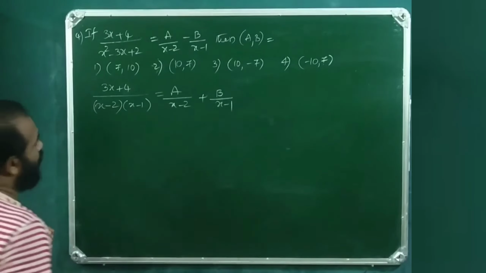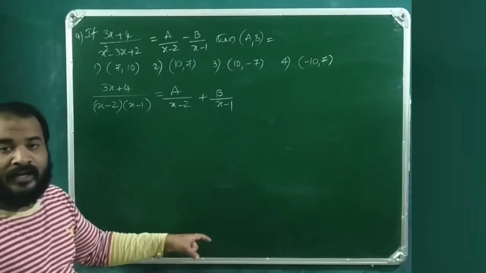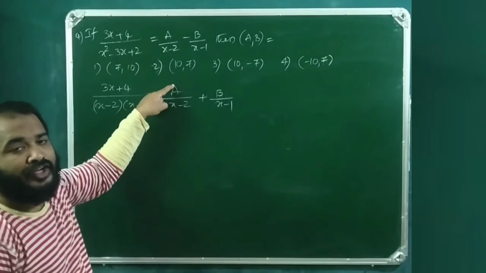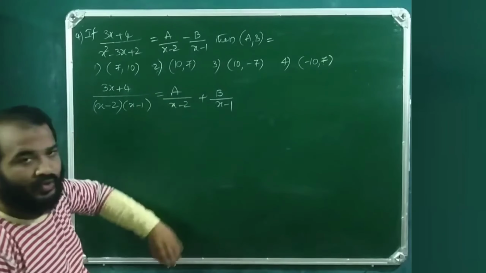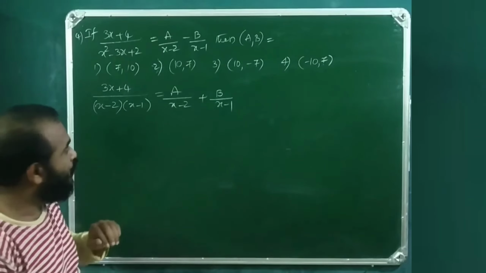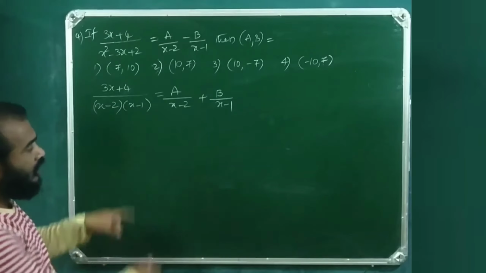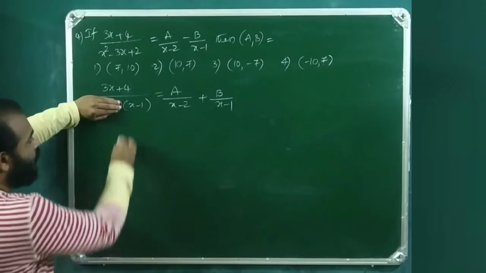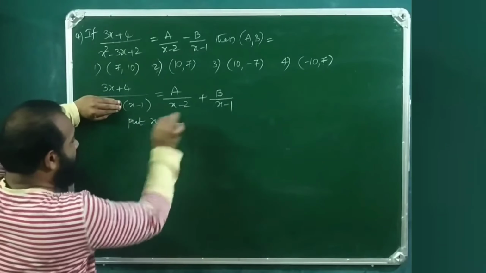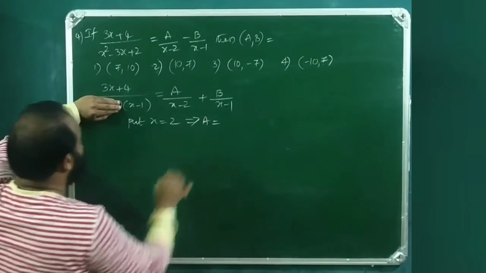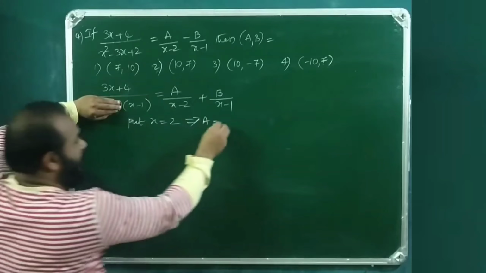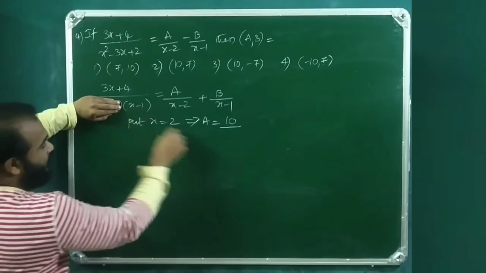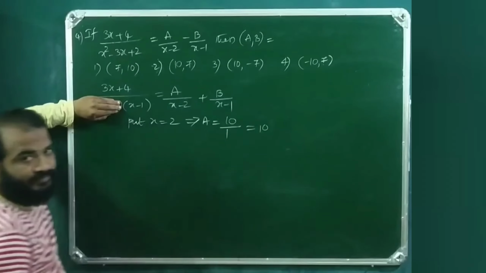So this is equal to, now to obtain the value of a, whatever is in the denominator of a, you equate it to 0. x minus 2 equals 0, x equals 2. That 2 you substitute in the LHS covering x minus 2. So put x equal to 2, which implies a is equal to 3 2s are 6, 6 plus 4, 10 by, so 2 minus 1, 1. So a is equal to 10.